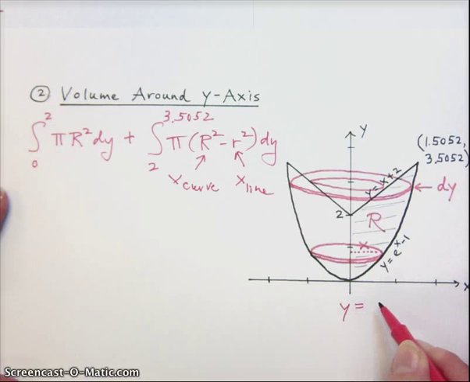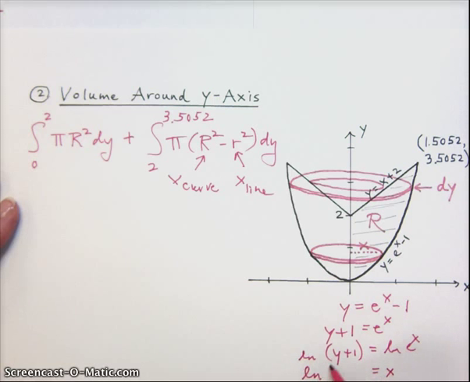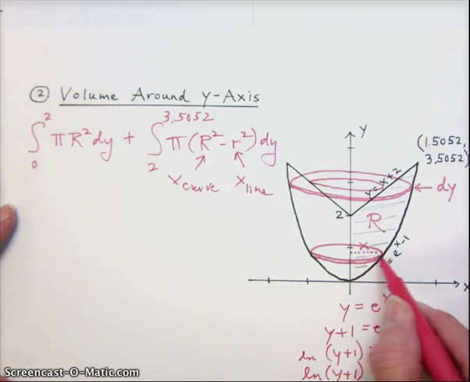We have y equals e to the x minus 1. So when we add that 1 to the other side, we have e to the x, but we need to take an ln of y plus 1, and of course the ln of e to the x is just going to be x. So we have x is the ln of y plus 1. All right, that's the quantity which is going to be our big R.